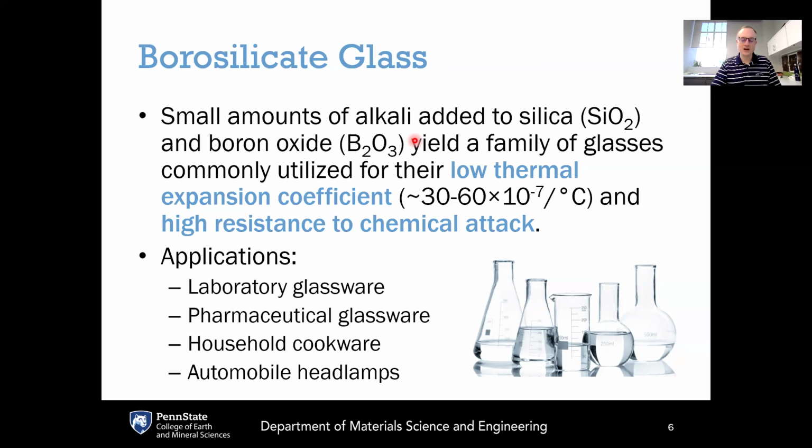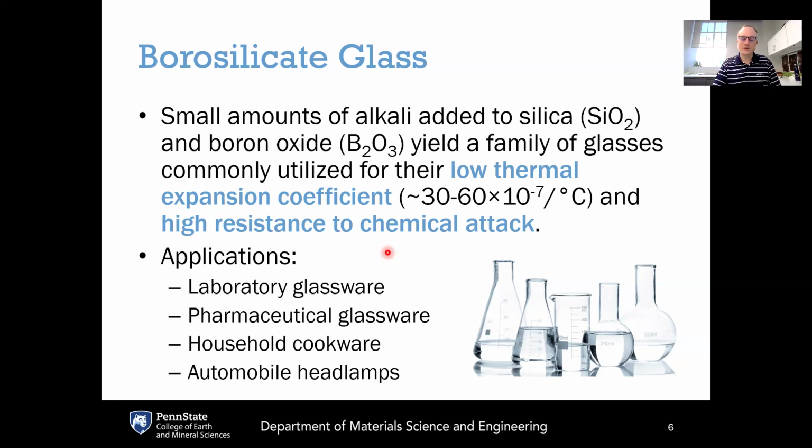So borosilicates fall somewhere in between soda lime silicate and vitreous silica in terms of the temperatures required for melting, the cost of manufacturing, and properties like thermal expansion coefficient, also chemical corrosion resistance. Borosilicate glasses tend to have better chemical corrosion resistance, so they are more highly resistant to chemical attack compared to soda lime silicate, although they're not as good as vitreous silica.